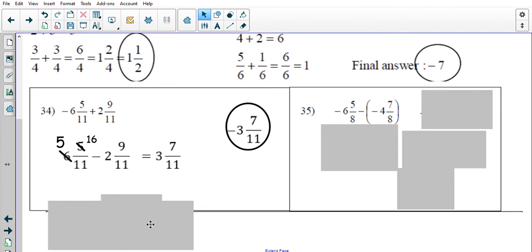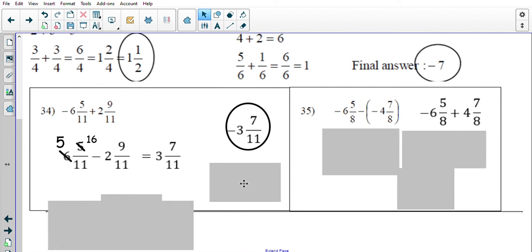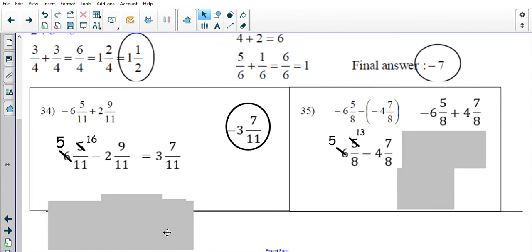Number 35, I started by adding the opposite and rewrote this as -6 and 5/8 plus 4 and 7/8. Now, since the signs are different, I'm going to find the difference. And those rules only apply if it's an addition problem, which is why I added the opposite. So I'm going to take 6 and 5/8 minus 4 and 7/8, but I once again have to borrow.